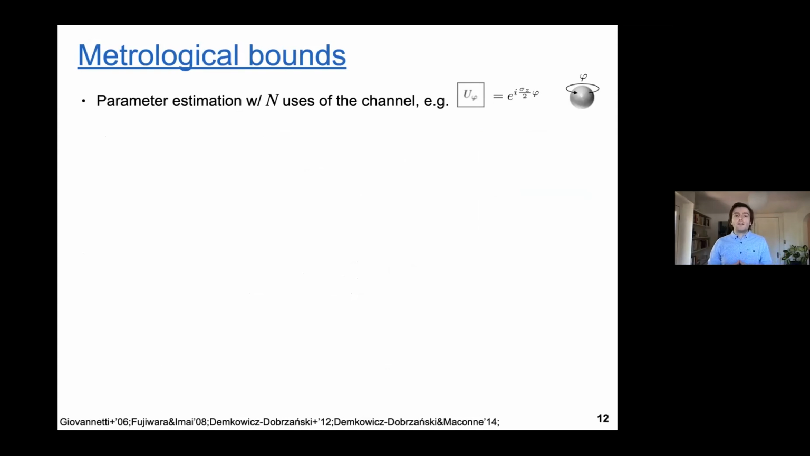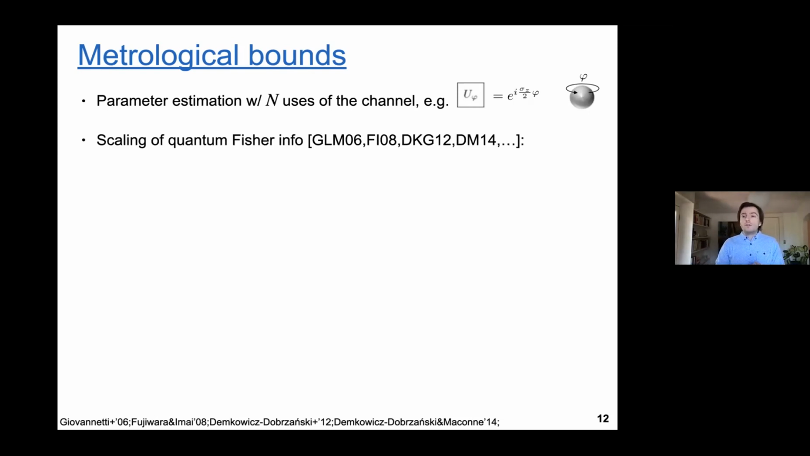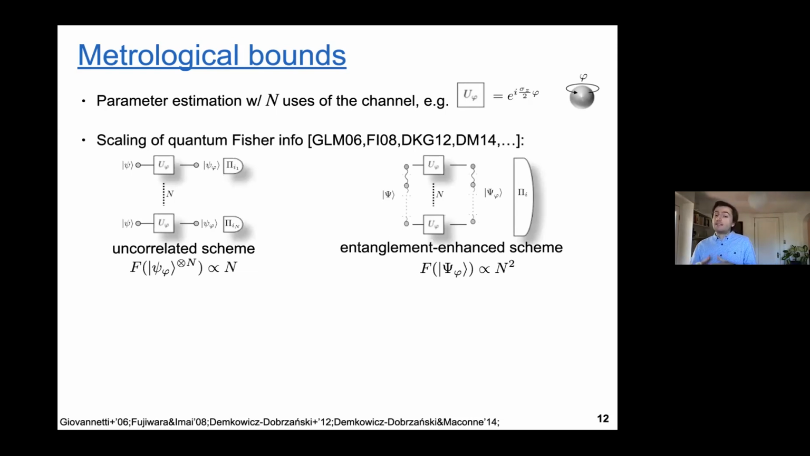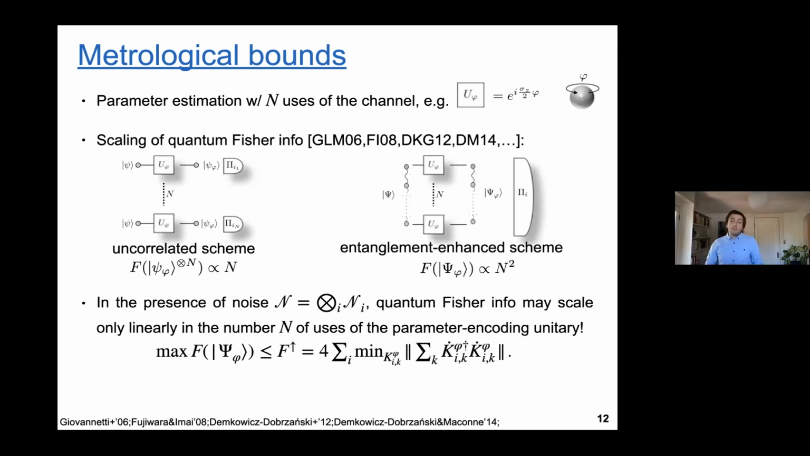Now let's consider that we want to estimate the parameter phi, and we can use this channel n times. So the relevant question to ask is how quantum Fisher information would scale with n. People considered this problem a few years ago. If one considers an uncorrelated scheme, it turns out that quantum Fisher information can scale only linearly in the number of channel uses. However, if we use some entanglement-enhanced scheme, the quantum Fisher information can scale quadratically in n. So we can achieve better precision, and that scaling would be the so-called Heisenberg scaling. However, in the presence of noise, it can happen that quantum Fisher information may scale only linearly in n.